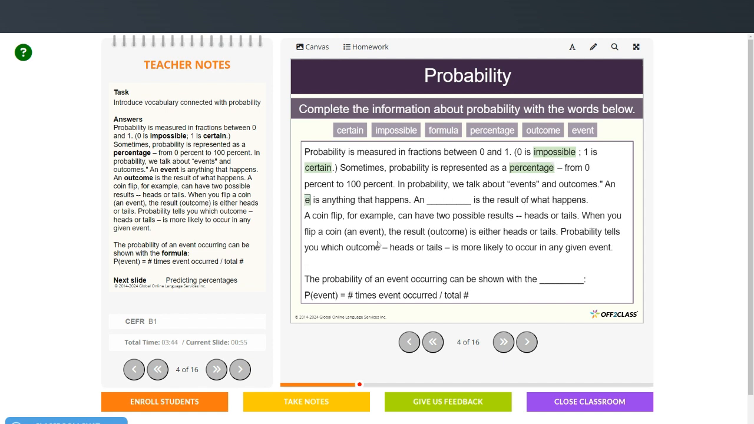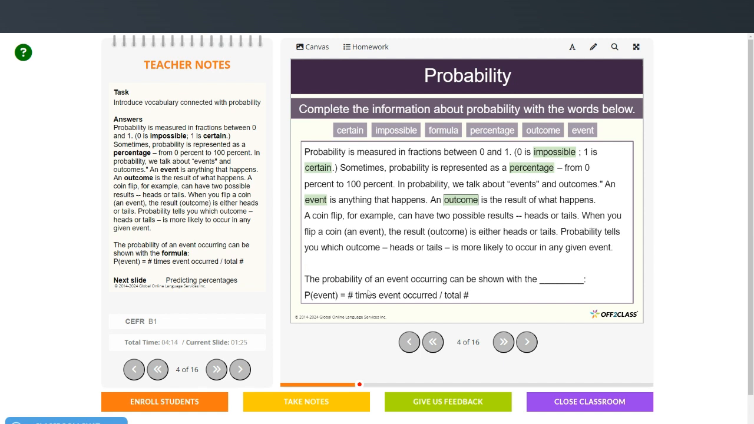An event is anything that happens, and an outcome is the result of what happens. A coin flip, for example, can have two possible results, heads or tails. When you flip a coin, an event, the result or outcome is either heads or tails. Probability tells you which outcome, heads or tails, is more likely to occur in any given event.